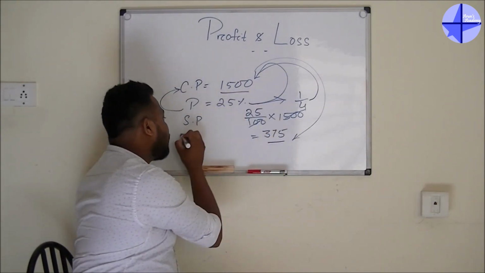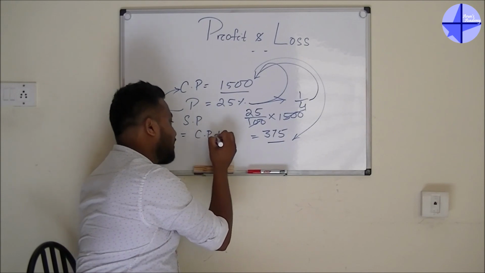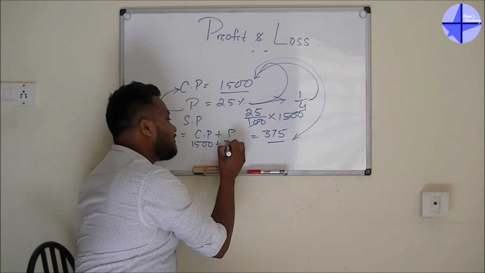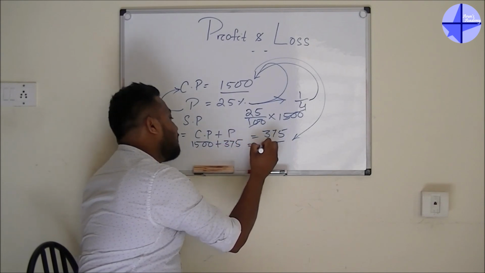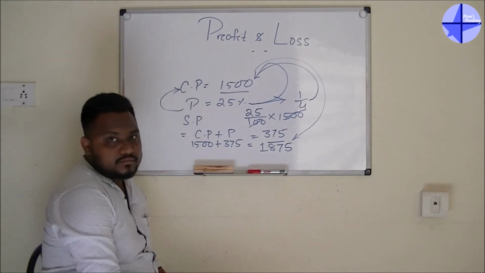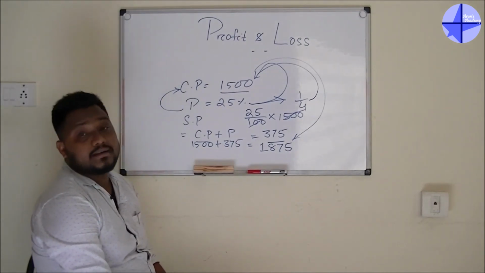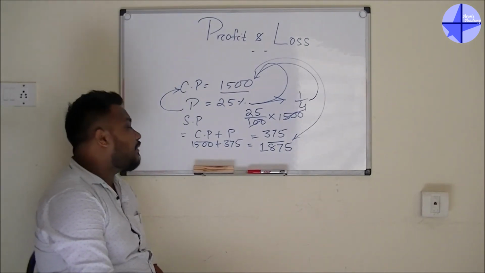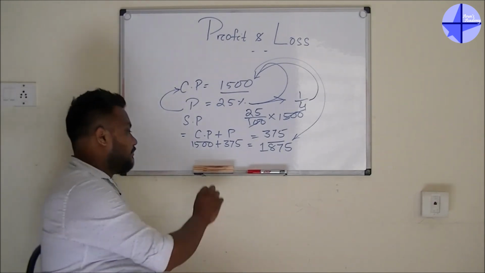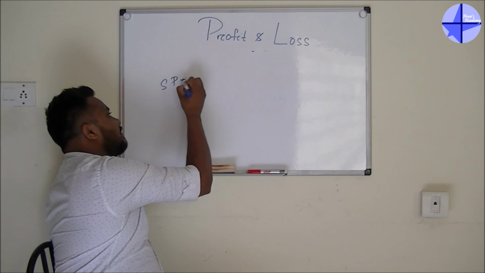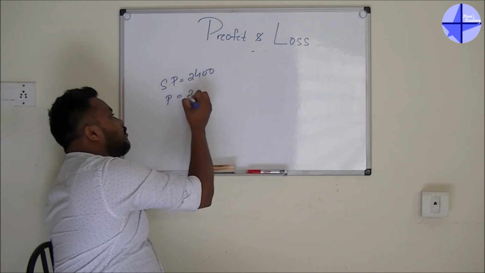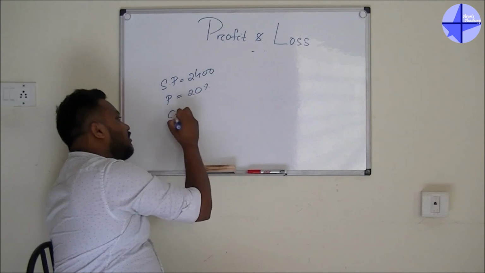Now this one is a value, this one is also a value. So you will apply the formula: selling price is cost price plus profit. Cost price is 1,500 plus 375. Your answer will be 1,875. Okay, so this is the type 1 question. Now I will give you the second question of type number 1 only. Selling price is given. The selling price is 2,400. The profit is equal to 20%. So what is the cost price?